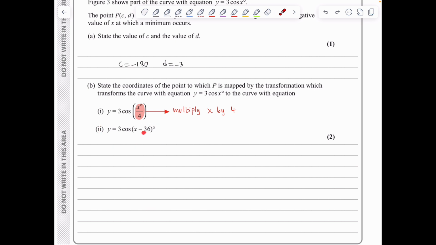The minus 36 means that we are translating 36 to the right, so we are adding 36 to x. So the original point was at (-180, -3). If I multiply x by 4, we arrive at (-720, -3), while for 3 cos(x - 36), we arrive at (-144, -3), because we have added 36 to the value of x.